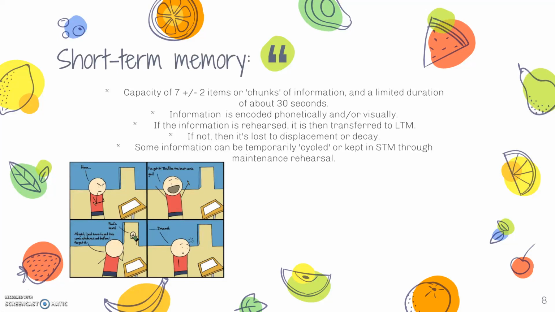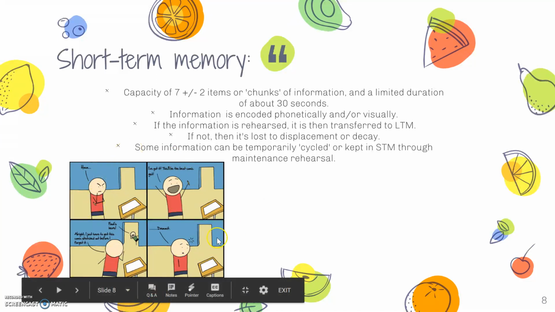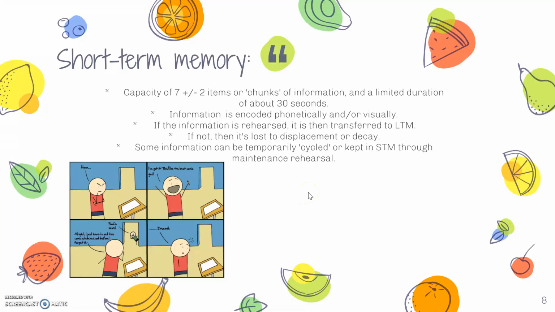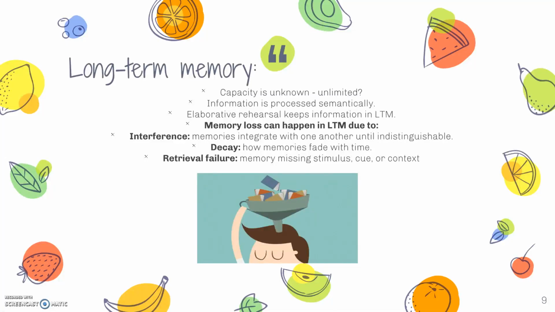So yeah, short-term memory. It has the capacity of 7 plus or minus 2 items or chunks of information, and the duration is about 30 seconds. This information is encoded phonetically or visually, and if the information is rehearsed, it is transferred to long-term memory. If not, it's lost due to displacement or decay. Some information can actually be cycled or kept in STM through maintenance rehearsal. I thought this was a really cute comic down here in the corner that can help you remember how short-term memory works.